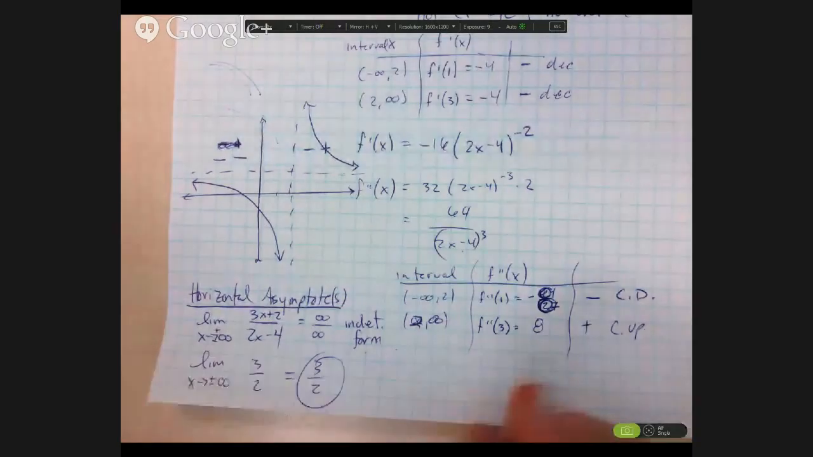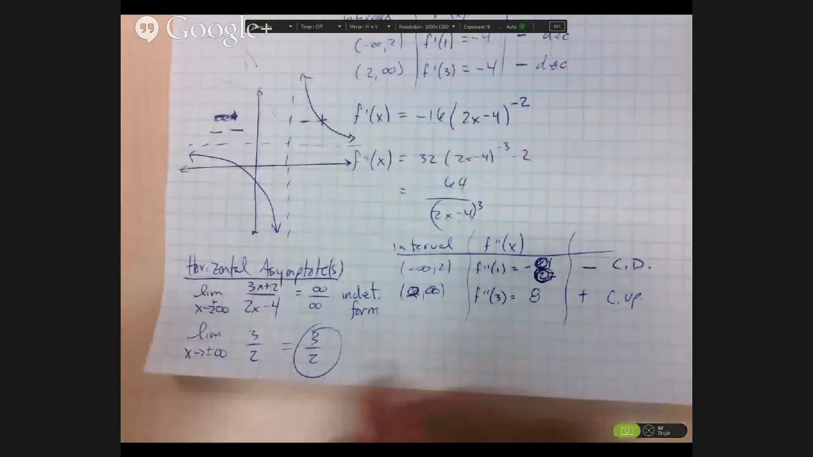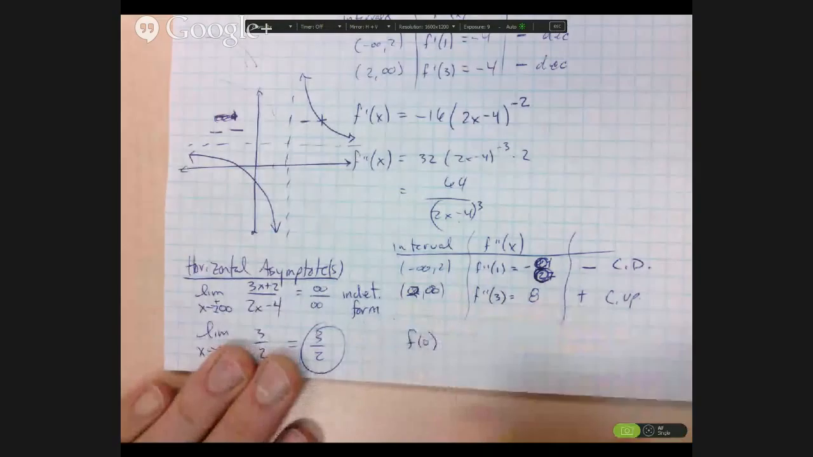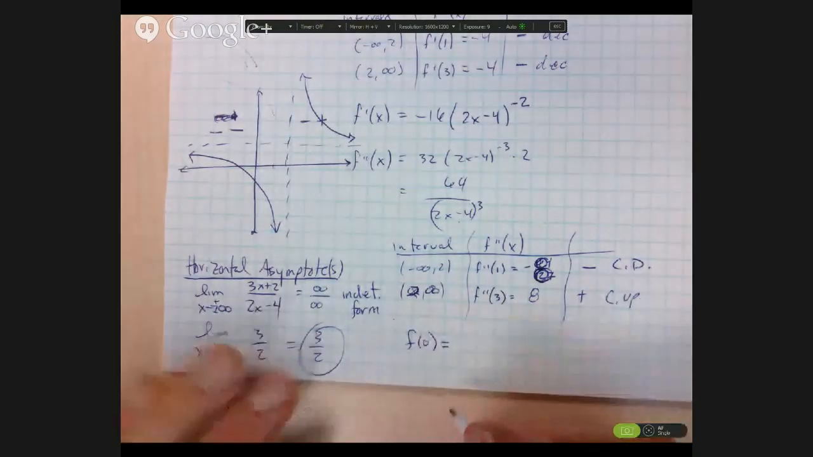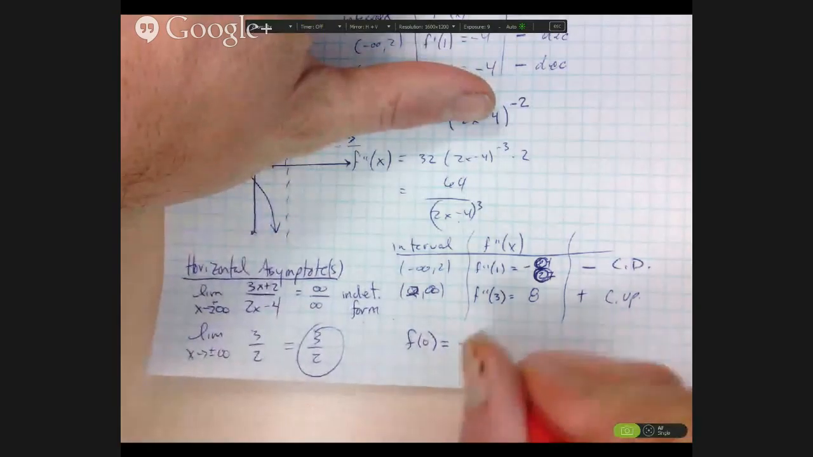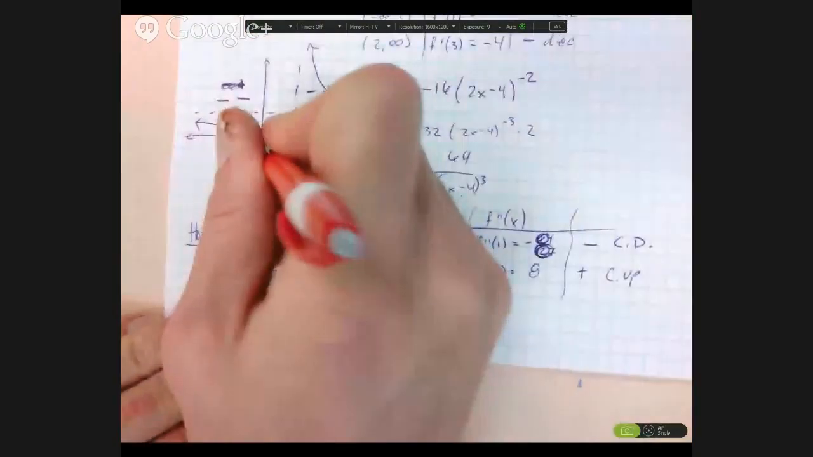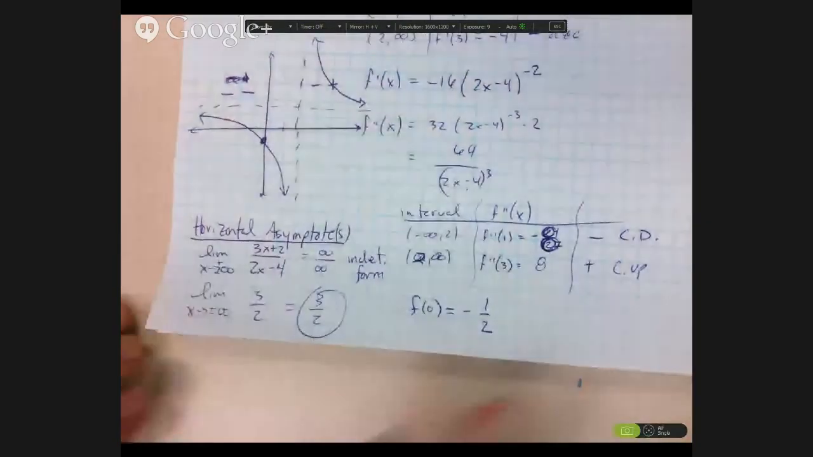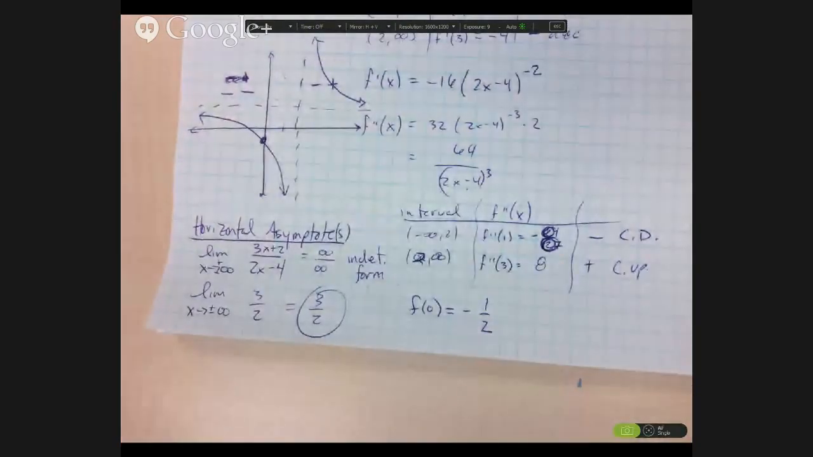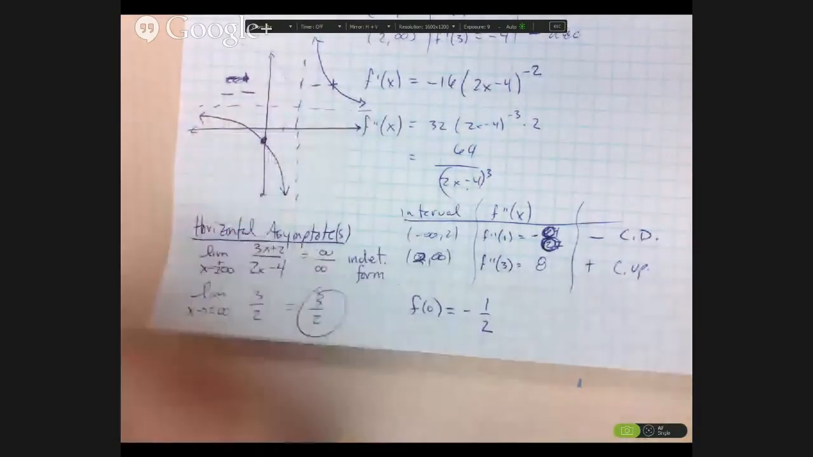If you don't know what it's supposed to look like, just plug 0 in for f. What's f of 0? Negative 1/2, right, if I plug it into the original. That's right here. Then I know where to place my stuff, because this will be decreasing concave down, and this will be decreasing concave up.